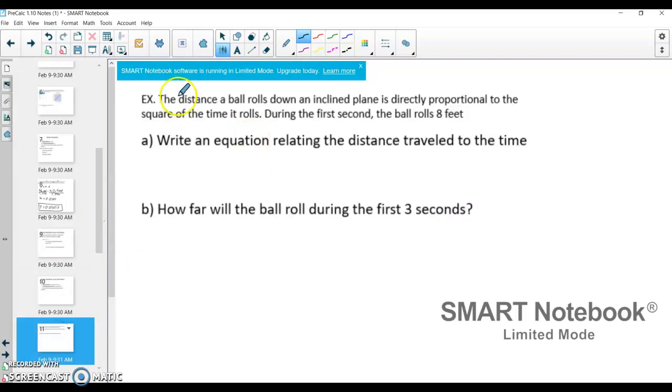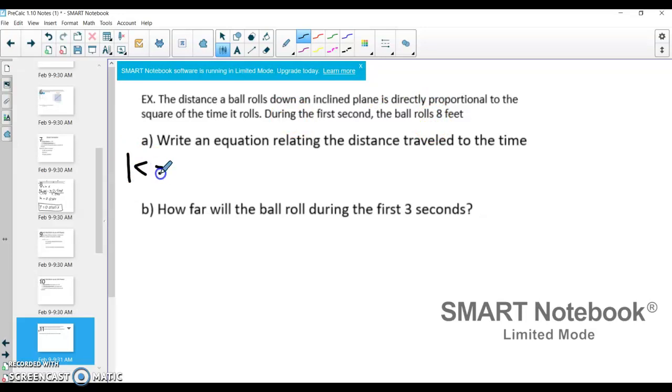And so a good example, the distance a ball rolls down an inclined plane is directly proportional to the square of the time it rolls. So again, you know it's going to be some kind of k times x to the nth power. And so there it tells me it's going to be the direct variation, but with the nth power, because it's going to be the square of the time it rolls. So during the first second, the ball rolls 8 feet. And so we're going to use all this information.